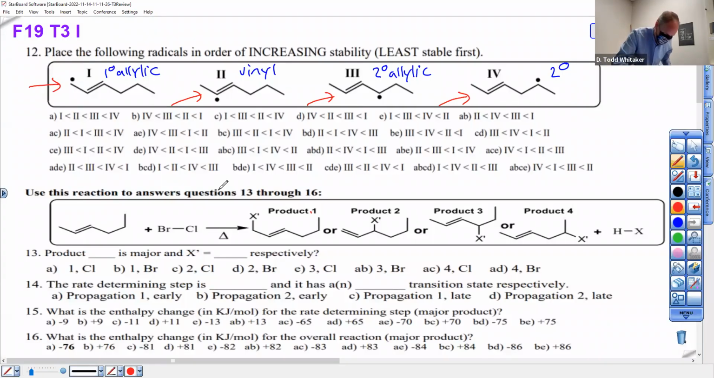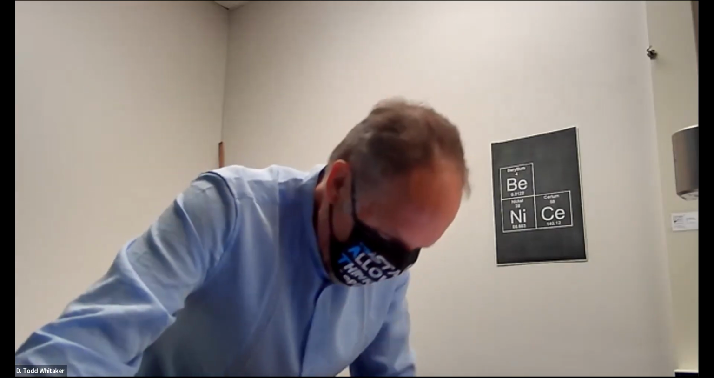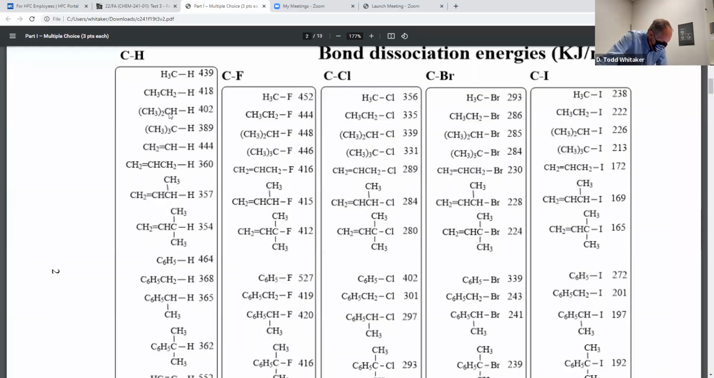Plus 360. Plus 357. And vinyl, was that 444? We're going to verify when we go back. That's 444 for making vinyl, and regular secondary, I think 402, but I will verify.